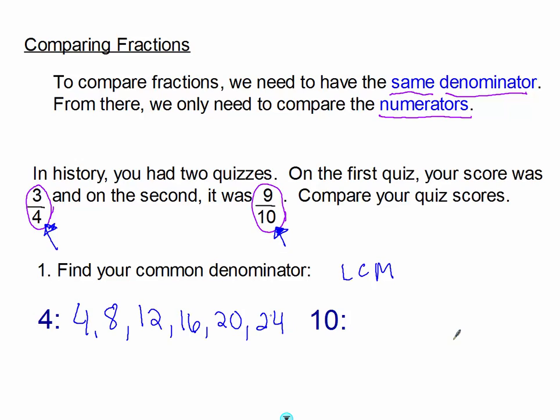I'm going to stop and start working on my multiples of 10 and see if I can get something that's the same. 10 times 1 is 10. 10 times 2 is 20. 10 times 3 is 30. And let's stop here. Looking at our lists, do they have any multiples that are the same? Yes, they do. They both have a multiple of 20, and since 20 is the smallest multiple they have in common, that is our least common multiple, and that's the value we're going to use as our common denominator.